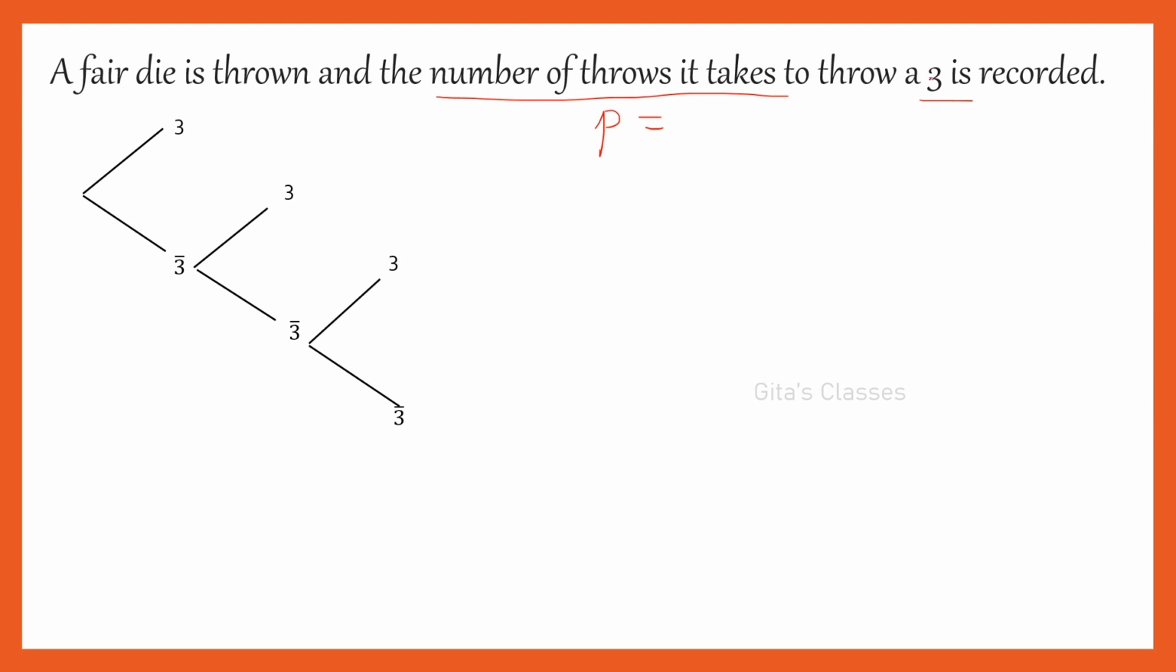So here I am going to get a 3. So my success is getting a 3. Okay, so 3 is my success. So what is my failure? Not getting 3. So I am going to represent it as 3 bar here in the diagram. Okay. So 3 and 3 bar. If I am getting a 3, it is called a success. If I am not getting a 3, it is called a failure.